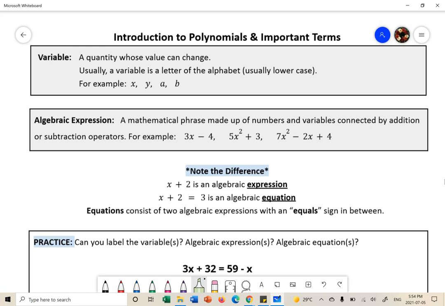So these variables have a numeric quantity, but we don't know what it is, and we represent it with a lowercase letter. An algebraic expression is a mathematical phrase made up of numbers and variables connected by addition or subtraction operators. So for example, 3x subtract 4 is an expression. 5x squared plus 3 is also an expression, as well as 7x squared subtract 2x plus 4.